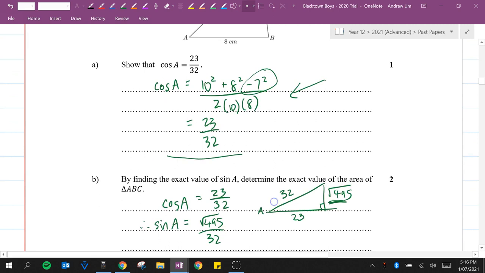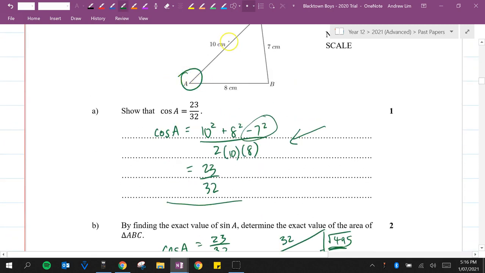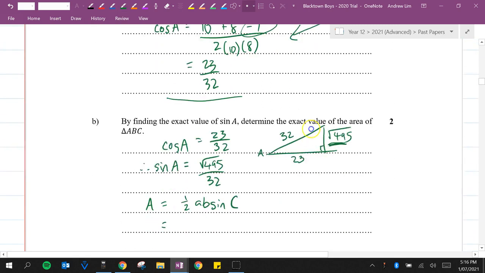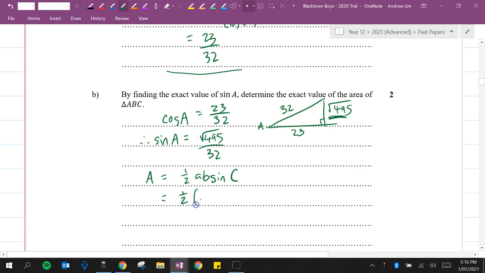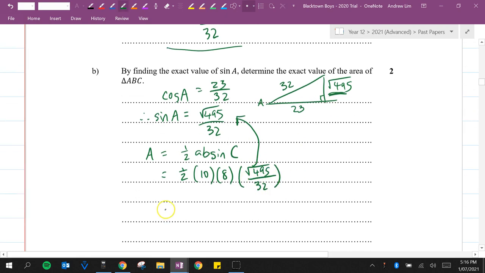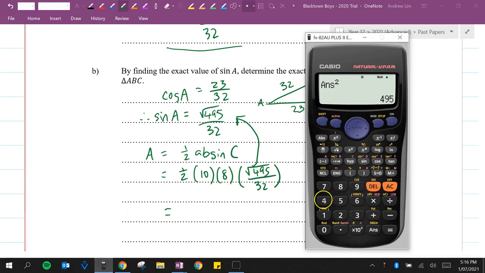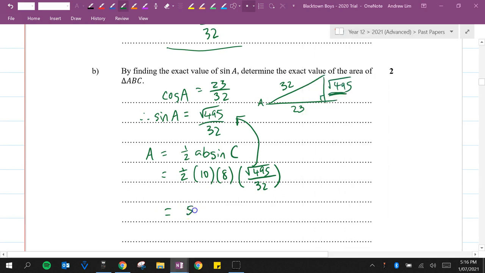So here we're actually using sine A. Therefore, the two known sides, or the two sides that are engulfing that angle, are 10 and 8. So the area has to be half times 10 times 8 times sine of A, which is root 495 over 32. So we've got half of 80 is 40, so we've got 40 over 32, which is 5 over 4, so we've got 5 root 495 over 4.